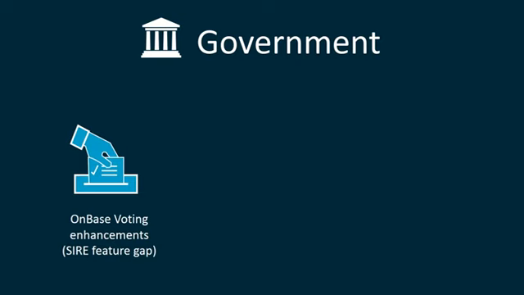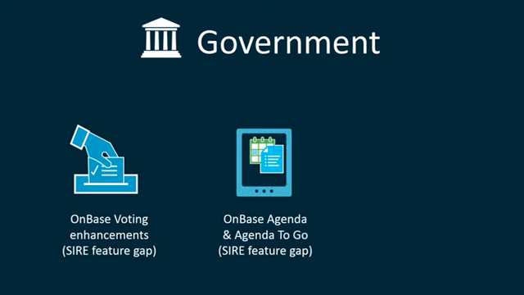And finally, for government users specifically, there have been several UI enhancements. First, in electronic voting capabilities for meetings, and additional various enhancements to OnBase agenda management. On the iOS Agenda to Go app, individuals can review meeting minutes prior to the meeting and annotate and make notes, etc. These enhancements have added essential features to OnBase that were previously only available in the Sire product, ensuring that customers transitioning to OnBase from Sire will continue to have the functionality that they need.